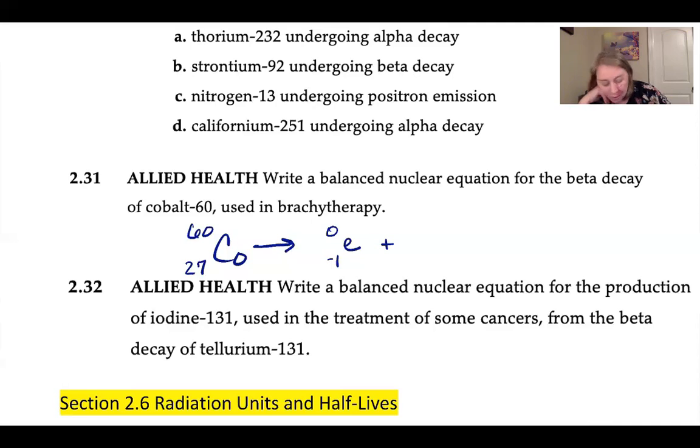Okay, so 28 minus 1 gives me 27. That's what I want. All right, and then my mass number has no change, so that's still 60. So I just need to go check the periodic table. What element has 28 protons? And that should be nickel. Okay, that's it.